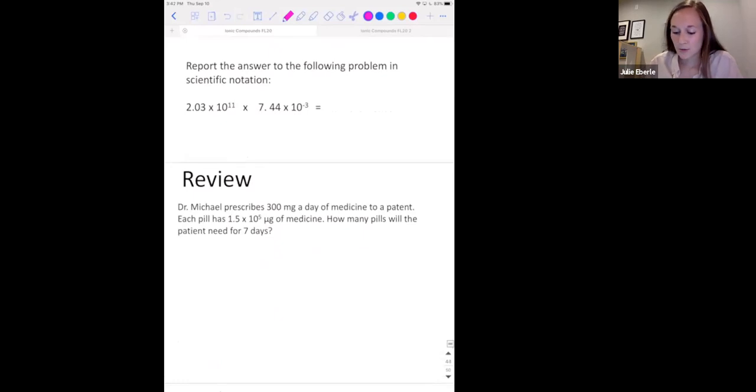Dr. Michael prescribes 300 milligrams a day of medicine to a patient. Each pill has 1.5 times 10 to the 5th micrograms of medicine. How many pills will the patient need for 7 days, for a whole week? If you're sick, you don't want to go to the pharmacy every day. Let's pick them all up at once when we go. How many pills is that going to be?